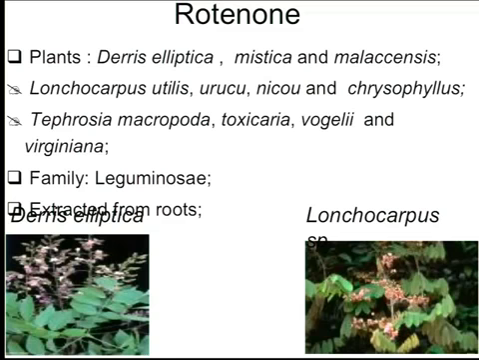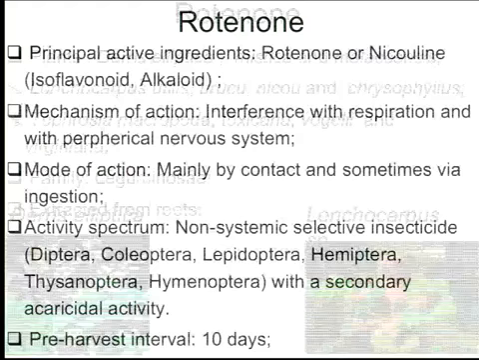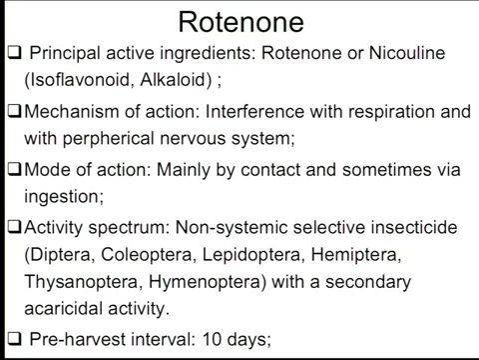Rotenone. This is another one that comes from plants, especially derris and Tephrosia. They're pretty heavy duty. Next. The rotenone is an isoflavonoid, an alkaloid, that basically interferes with the respiration and with the peripheral nervous system, mainly by contact. Again, you spray rotenone and you have beneficial ladybugs flying around, they're going to get killed. So you have to be very selective with this. It's not because they are natural, from plants, that they're good. Next.